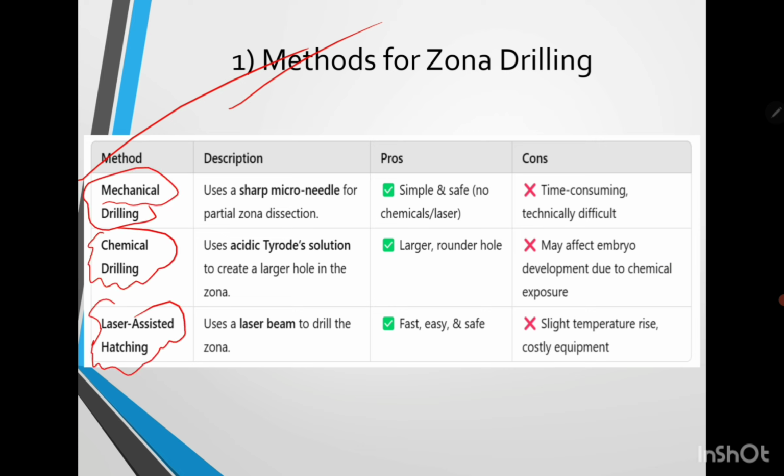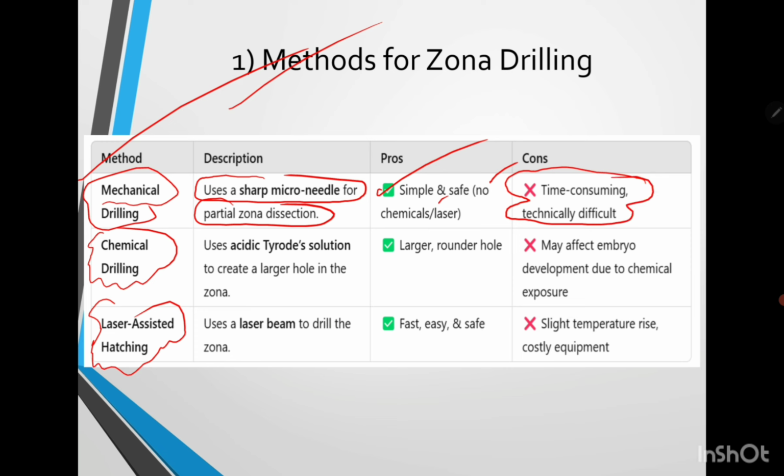Basically, mechanical drilling uses sharp micro needles for partial zonal dissection. Very important, this is a simple and safe procedure. There is no chemical, no laser. But the cons are that it is time consuming and technically difficult. But it is a very safe procedure if you go by mechanical micro needle drilling.